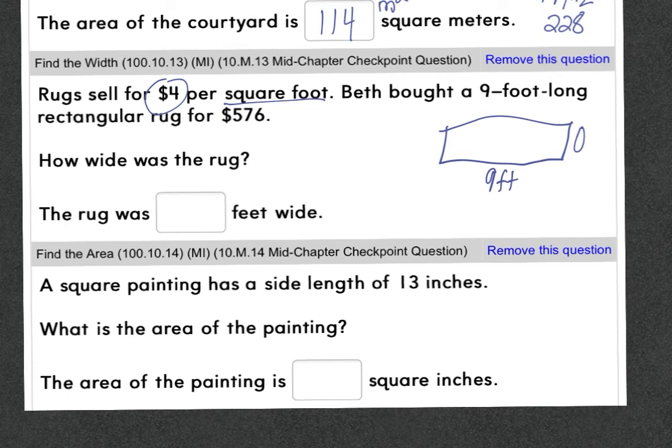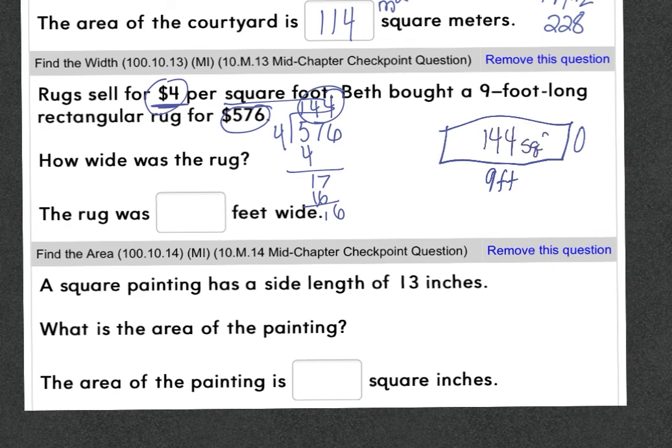So first we need to find out how many square feet she bought. So if I take the 576 and I divide it by the $4, that's going to tell me how many square feet this whole rug needed to be. So if I did 576 divided by the 4, then I'm going to get 144, right? Because 5 goes into 1 time, we get the 4, we bring the 17 down, we do the 4, we get 16, we get a 1, we bring the 6 down, we get a 4. So this whole thing should be 144 square feet.